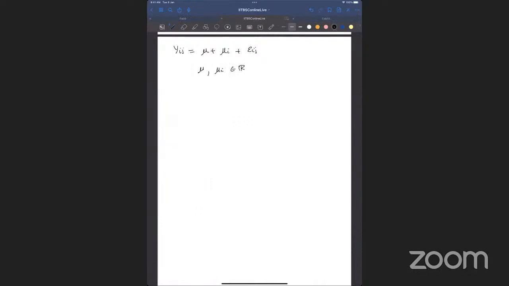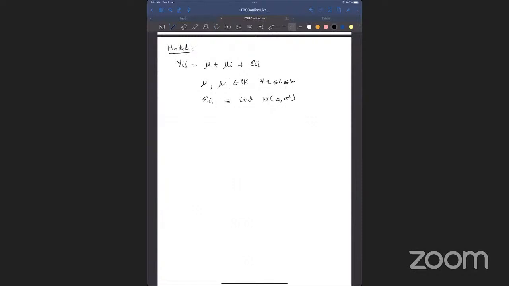For 1 ≤ i ≤ k, and the epsilon_ij's, I'll assume, are all IID normal random variables with mean 0 and variance sigma squared. That's what happens. So how do I think about this model? Let's go through this model again a little slowly.